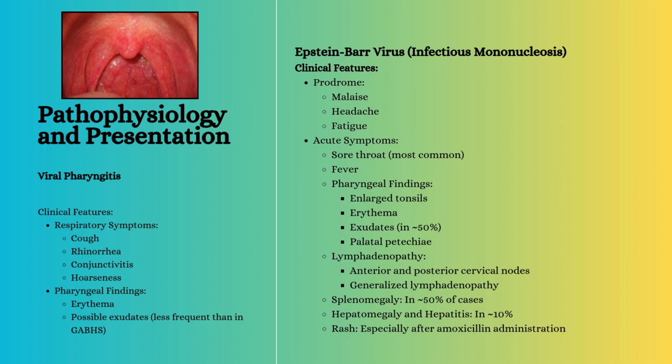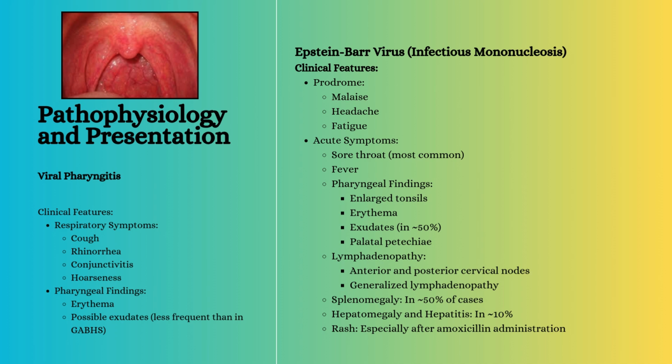Pharyngeal findings: enlarged tonsils, erythema, exudates in 50%, palatal petechiae, lymphadenopathy, anterior and posterior cervical nodes, generalized lymphadenopathy, splenomegaly in 50% of cases, hepatomegaly and hepatitis in 10%, rash, especially after amoxicillin administration.